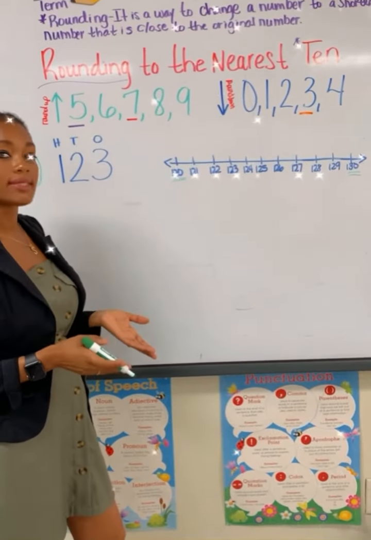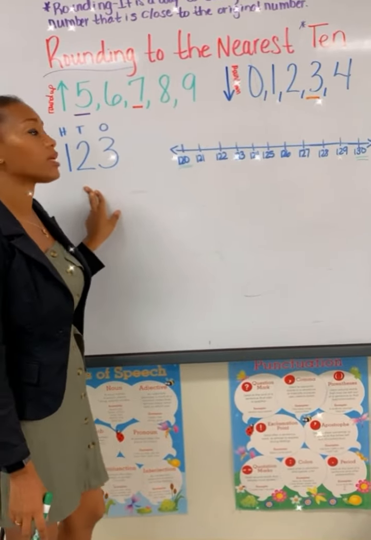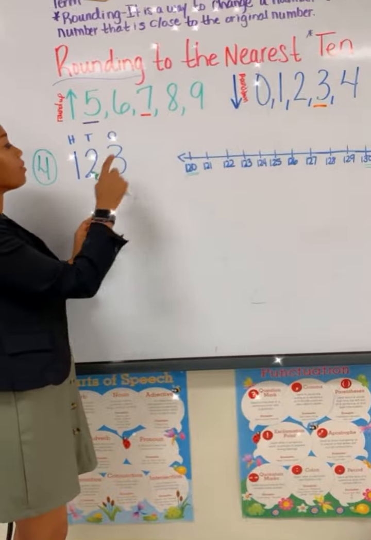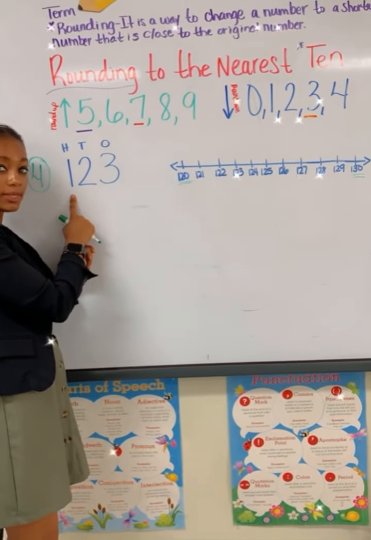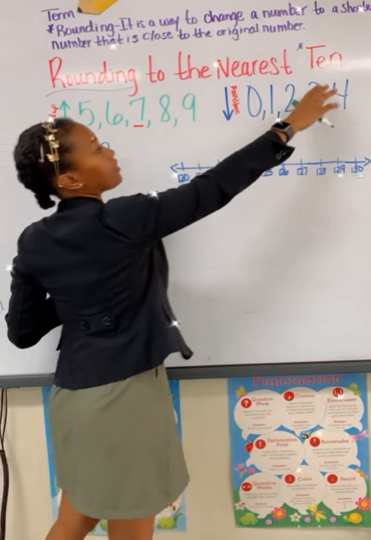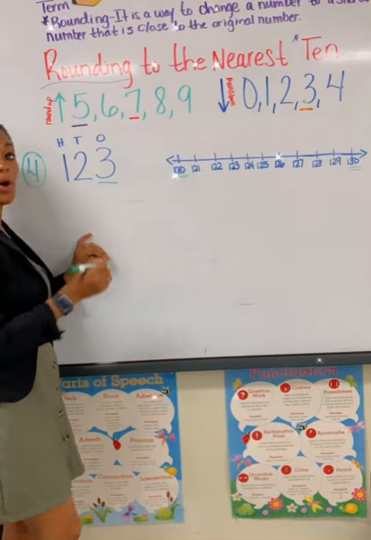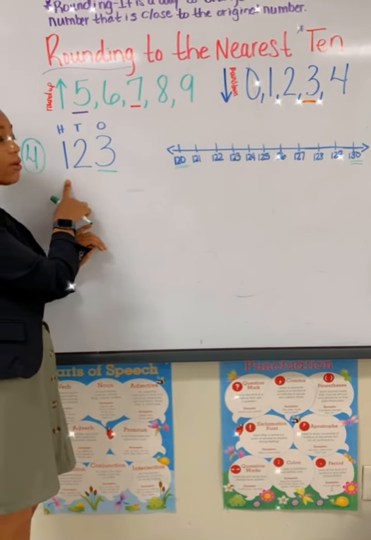Now let's try an example using 3 digits instead of 2 digits. Say I have the number 123. Remember, this is the ones place, this is the tens place, and this is the hundreds place. But when we're rounding to the nearest 10, we are still only concerned with the ones place because the hundreds place is not going to change, okay?